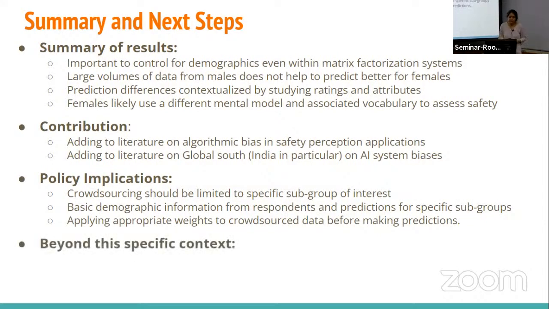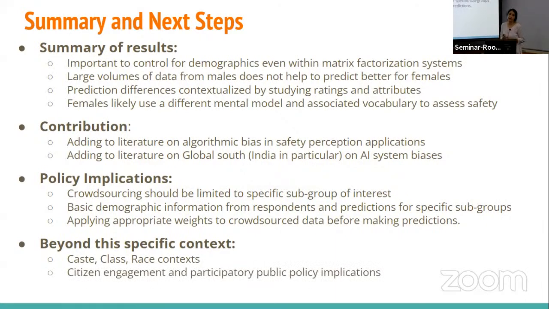I also want to make a quick note that this study is a first step beyond the specific context, because it could be caste, it could be class, it could be race. I've just looked at gender, but the same issues could come up in different contexts. And citizen engagement, participatory public policy: lots of people are talking about these, they have become buzzwords, but this could actually have implications there as well. Who are you getting the information from?